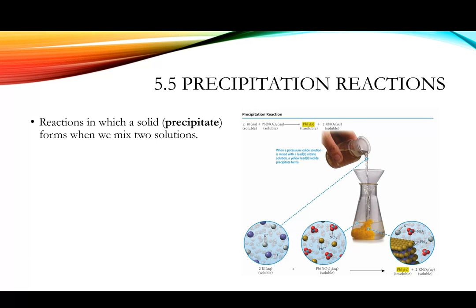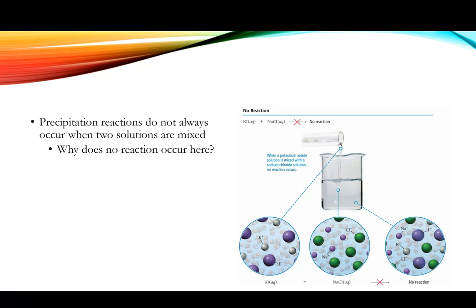Let's talk about precipitation reactions. A precipitation reaction is a reaction in which a solid, called a precipitate, forms when we mix two solutions. So you have two aqueous reactants. In this case, we have our potassium iodide and our lead nitrate. When those are mixed, they form a solid yellow lead iodide precipitate. As you can see there, it's not a big chunk of solid. It's kind of little tiny particles of solid, but it is a bright yellow precipitate that's pretty easy to see.